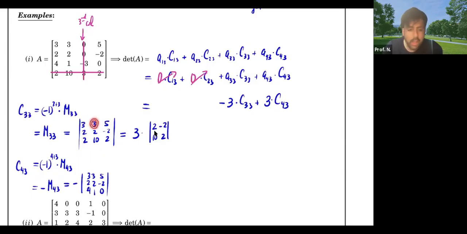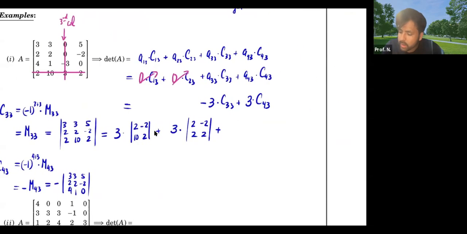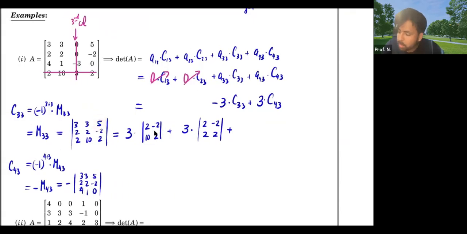And then go to the next entry. So I'm going around along the first row, right? What's the next entry? It's 3, right? Then do what? Eliminate the first row, second column, and I'm left with 2, -2, 2, 2. This is the determinant of the smaller 2 by 2 matrix. And then finally, the last entry here is a 5. This will be plus 5, determinant of eliminate first row, third column. And I'm left with what? 2, 2, 2, 10.